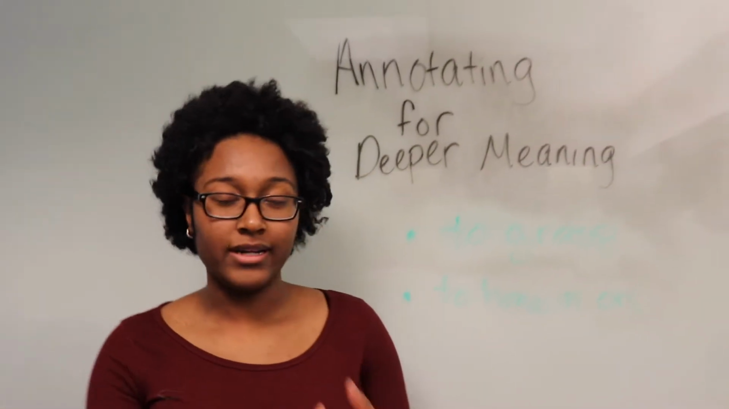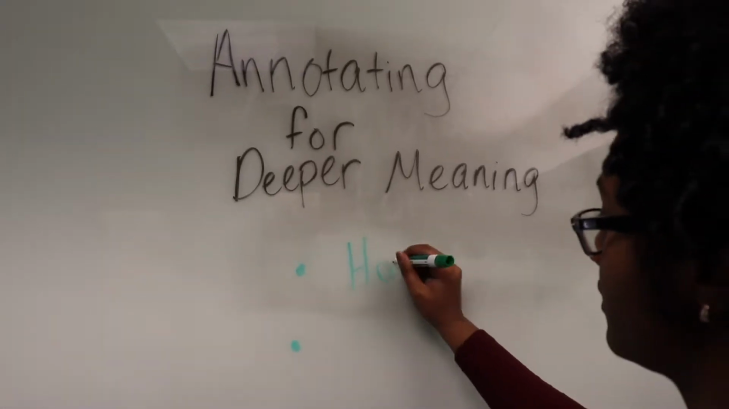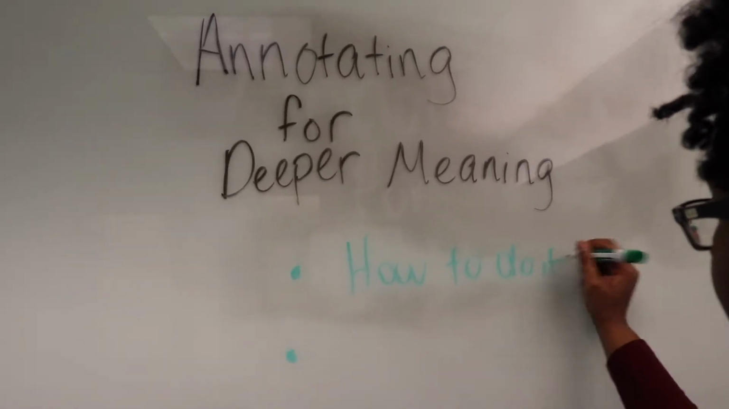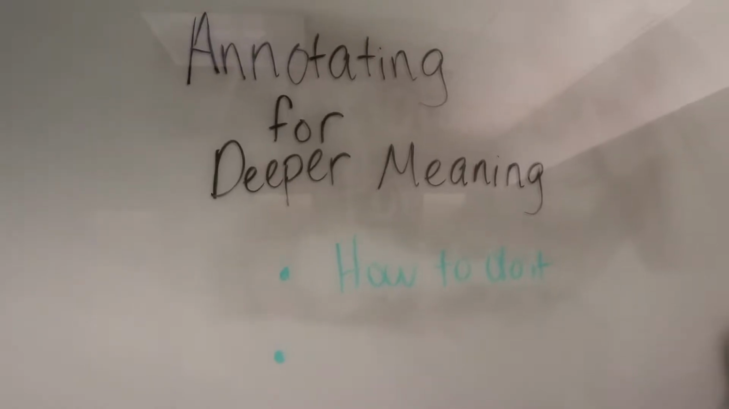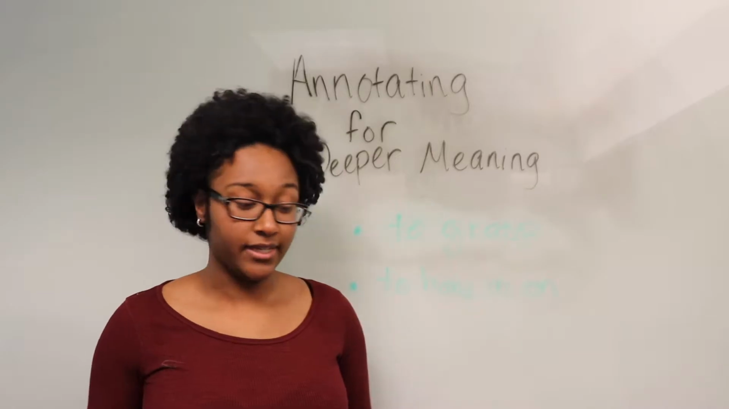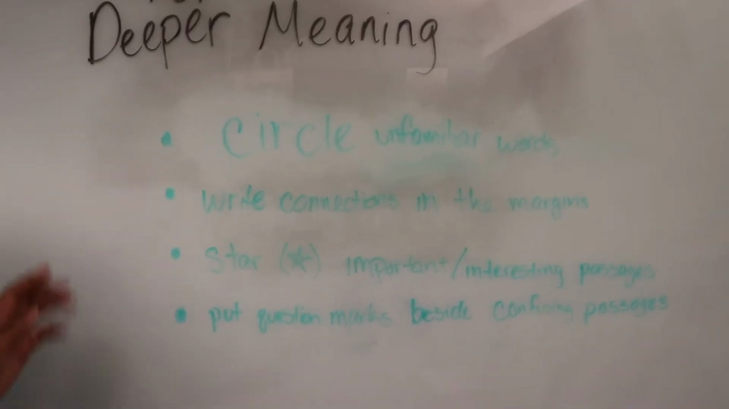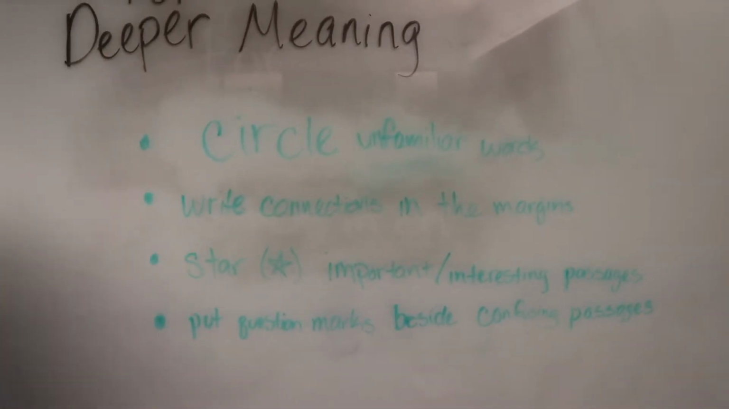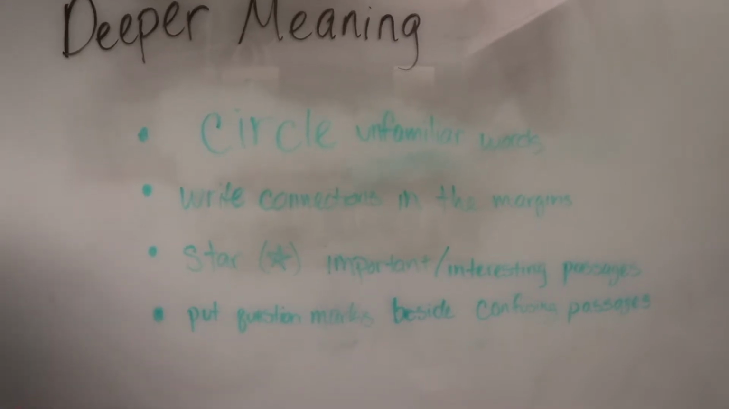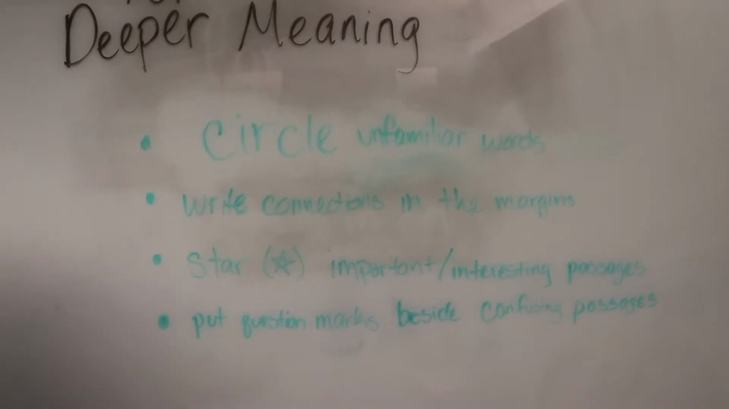So now that we know what it is and why we do it, we're going to move on to how to annotate. Because annotating is for you, for each specific reader, it can look different for different people. But here are just a few guidelines. As you read, you should circle any unfamiliar words you come across. Write down any connections that you have in the margins. These connections can be connections to other parts of the book, connections to your own life, or connections to other things that you've read.